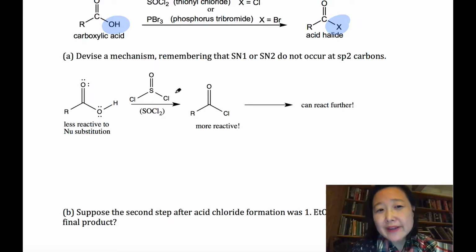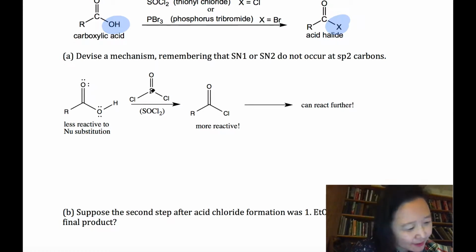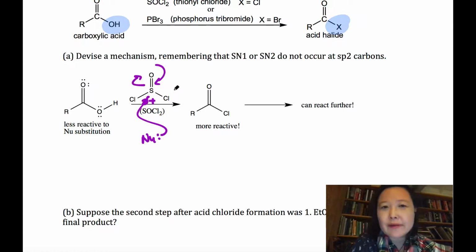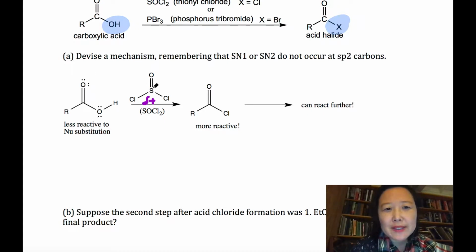We have thionyl chloride, or SOCl2. This looks like an acid halide, doesn't it? It looks like this over here. This sulfur is partially positive and very much wants a nucleophile to come in and sort of displace this chloride, just like we've seen with the other nucleophilic addition-elimination reactions. So then you might ask, well, how can this be a nucleophile then for this electrophile? So how can this molecule attack here?